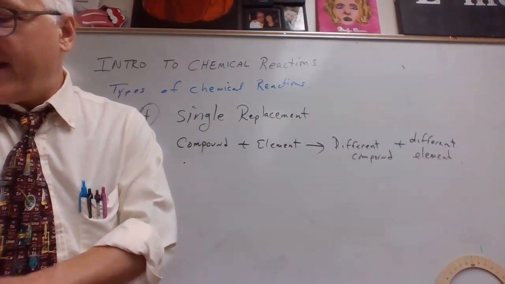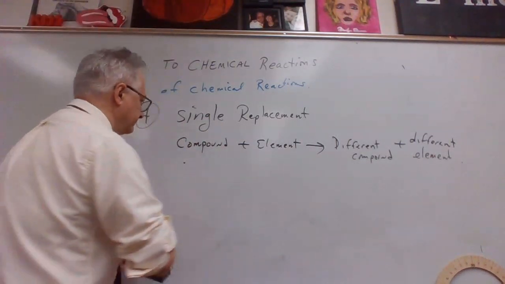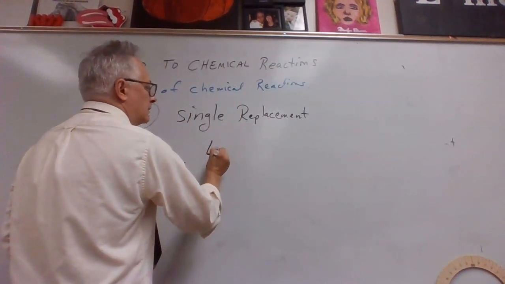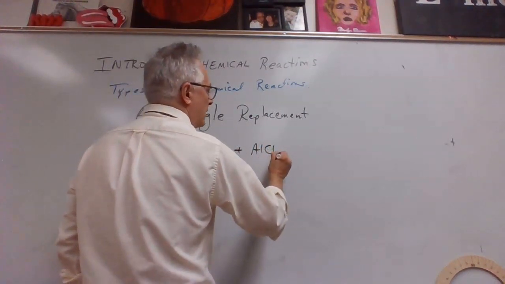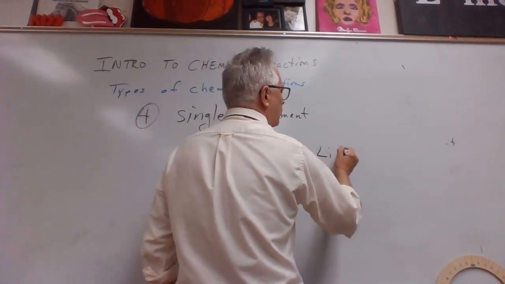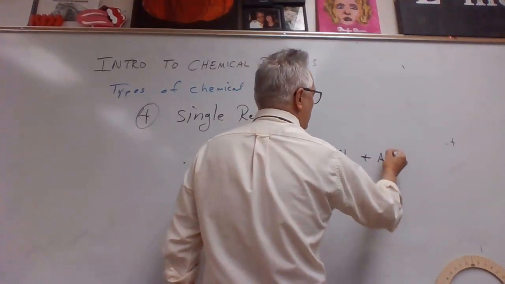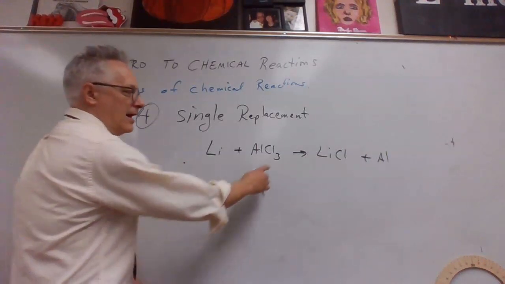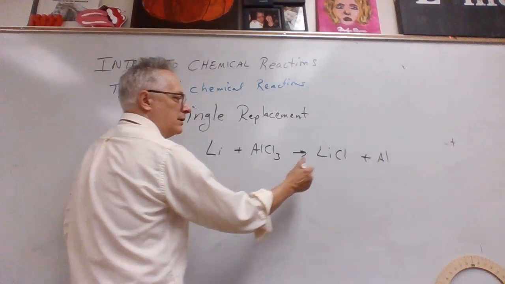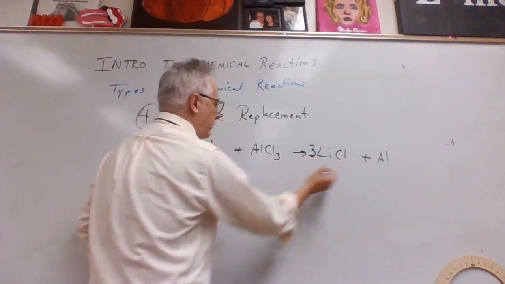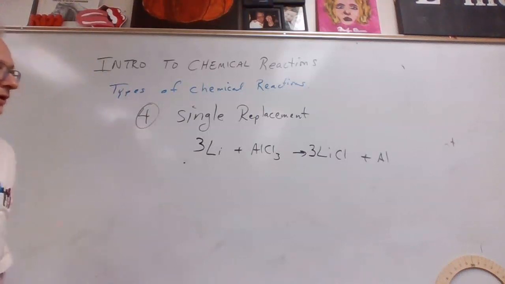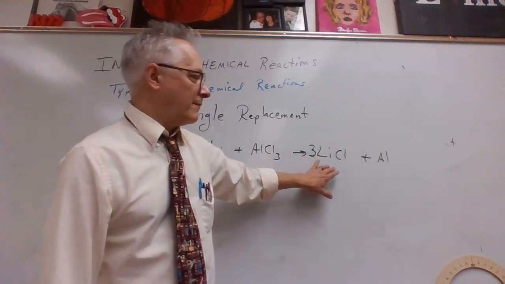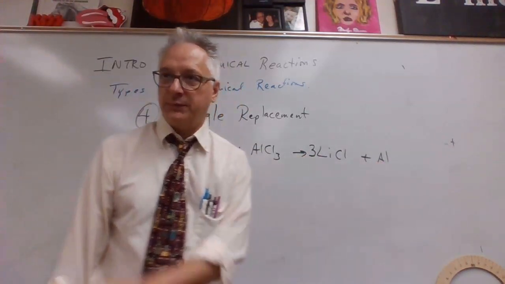An example of something like that would be lithium plus aluminum chloride gives lithium chloride plus aluminum. Now, this is not balanced. Let's think about how to balance this for a second. I have a 3 there. Everything else is 1. So if I put a 3 there, I've got my 3 chlorides, but I'd have to put a 3 there to go ahead and balance that out. Element plus a compound gives a different compound plus a different element. Single replacement.